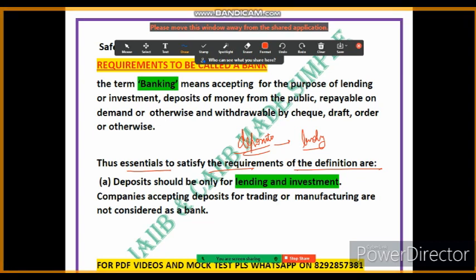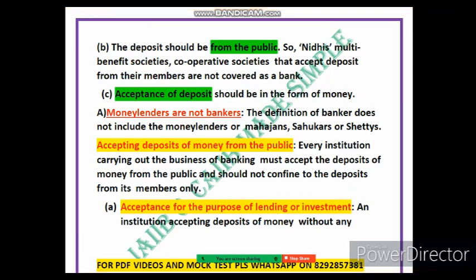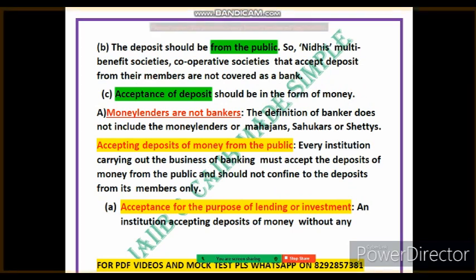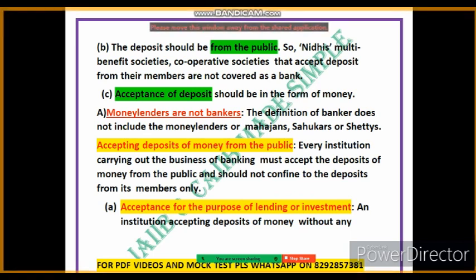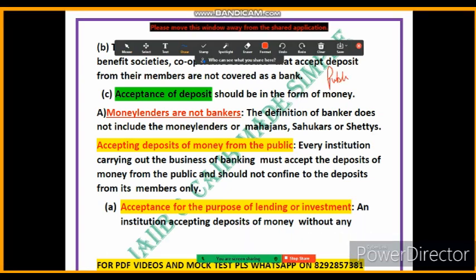Now let's move to the next slide, and let's see some other concepts which have been explained here. So the deposit should be made from the public. What does it mean? It means that for an institution to be considered a bank, it must accept deposit from the public. So here the public's role is very important. It must accept deposit from whom? From the public, meaning anyone can deposit money with them.